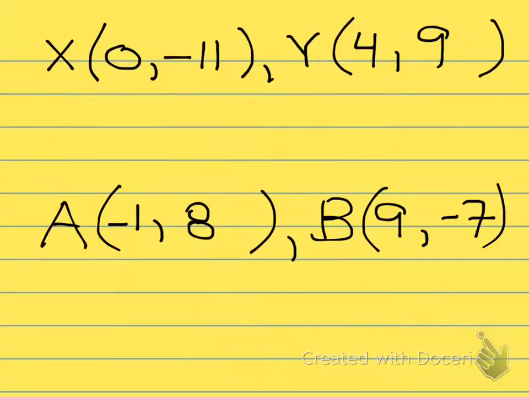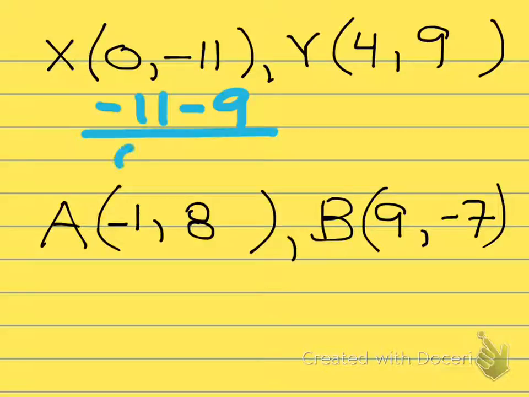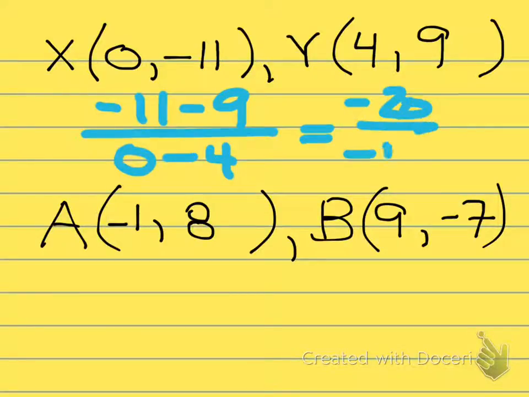We're going to do that again a couple more times. Always subtract the y's over the x's, the y's minus the y's, and then the x's minus the x's. Since I start with -11 on point x, I'm also going to start with 0 when I'm subtracting the x's. That is important. So I get -20 over -4, which simplifies to 5.